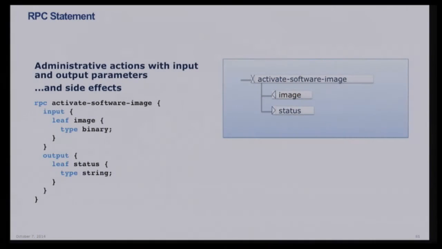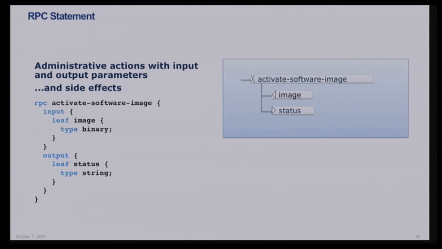RPCs and notifications. Okay, so I mentioned actions with side effects. So an RPC has a set of inputs and a set of outputs that are defined in Yang, okay? This is like a call signature, if you like, or a WSDL for SOAP, or whatever you want to compare with. It describes what we expect going in, and it will tell you how it will respond.